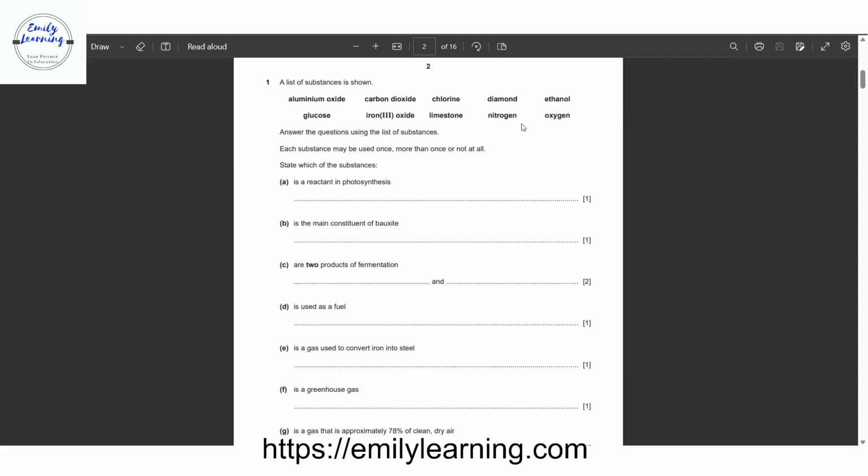State which of the following substances is a reactant in photosynthesis. In photosynthesis, the plants make use of carbon dioxide and water, in the presence of sunlight, to make glucose. Oxygen is also produced at the same time. So the reactants in photosynthesis are carbon dioxide as well as water. So the answer here will be carbon dioxide.